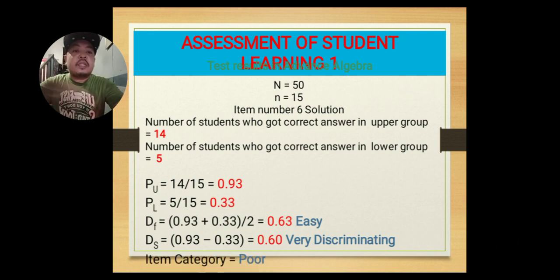So therefore, what is the corresponding one there? Item category is poor and your remarks is rejected. Your remark is rejected. Okay?